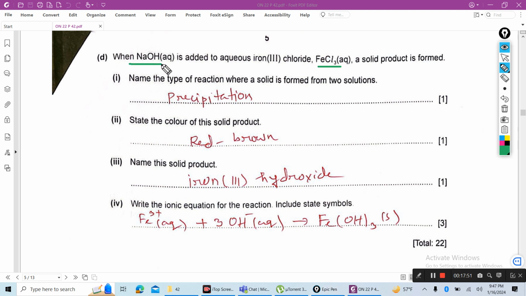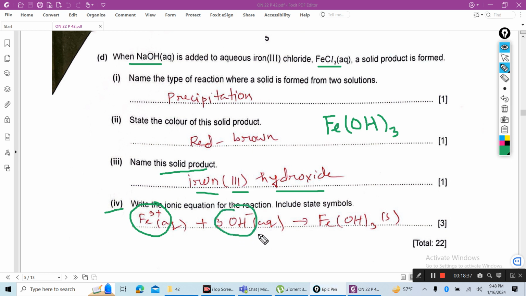Iron 3 chloride reacts with sodium hydroxide to produce iron 3 hydroxide and sodium chloride. Iron 3 hydroxide, Fe(OH)3, is the red brown precipitate. Name the solid product, this iron 3 hydroxide. Number 4. Write the ionic equation for the reaction. Include state symbols. This is the ionic equation. Iron 3 ion aqueous reacts with 3 mole hydroxide ion aqueous to produce iron 3 hydroxide solid. This is the precipitate. Precipitate means solid.